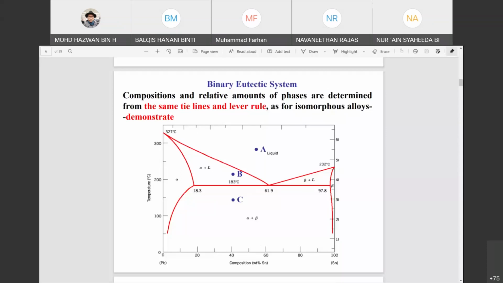Maybe I can ask Faris. Faris, are you there? Yes, I'm here, doctor. So Faris, what will be the composition? What will be the phase that you first observe at point B?